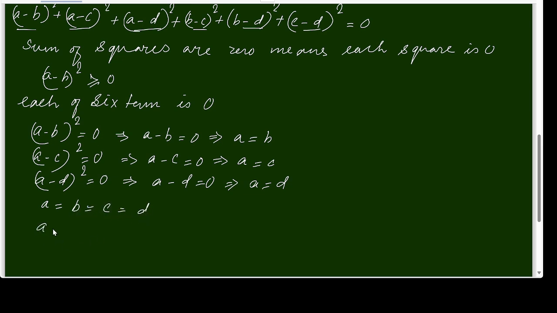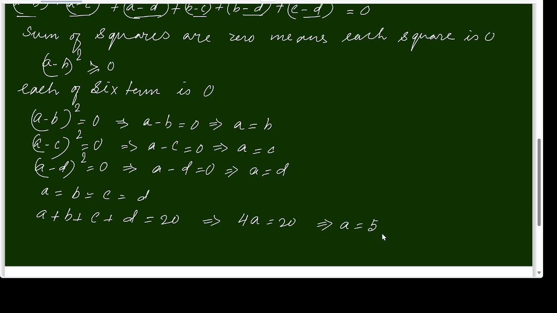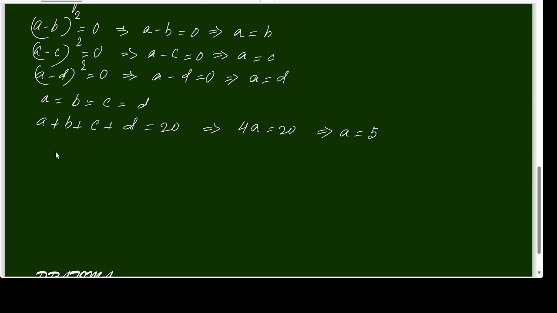Next, we'll take the given equation, a plus b plus c plus d equals 20, and each equal, that means 4 times a equals 20. This gives me the value a is equal to 5. When a is equal to 5, b is also 5, c is also 5, d is also 5. This is the solution.